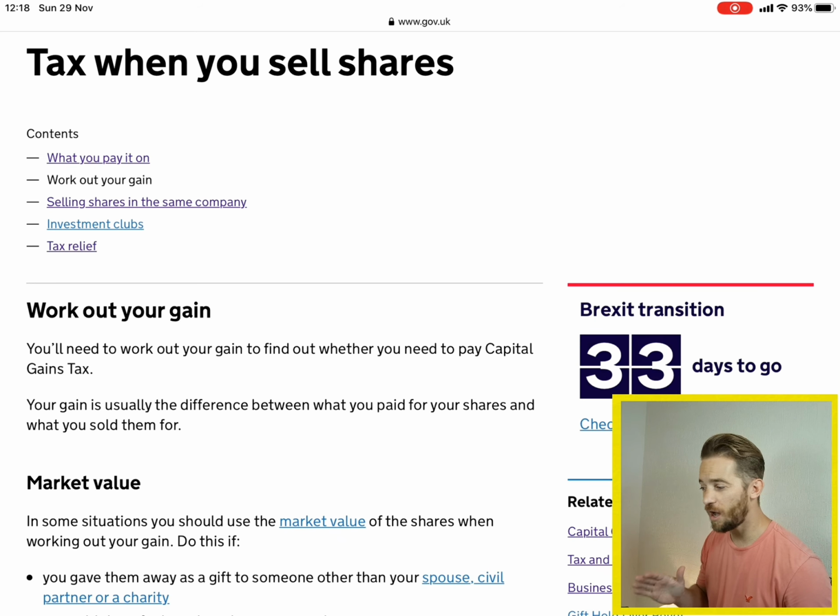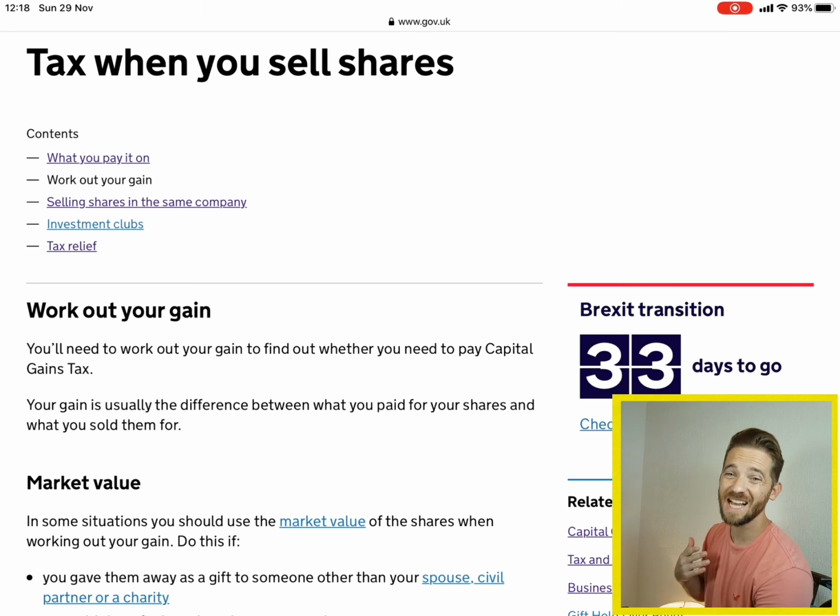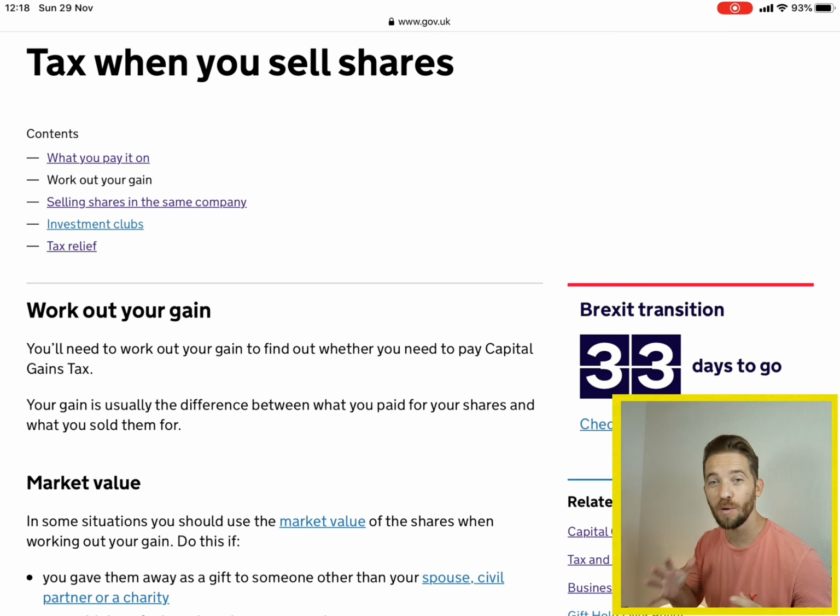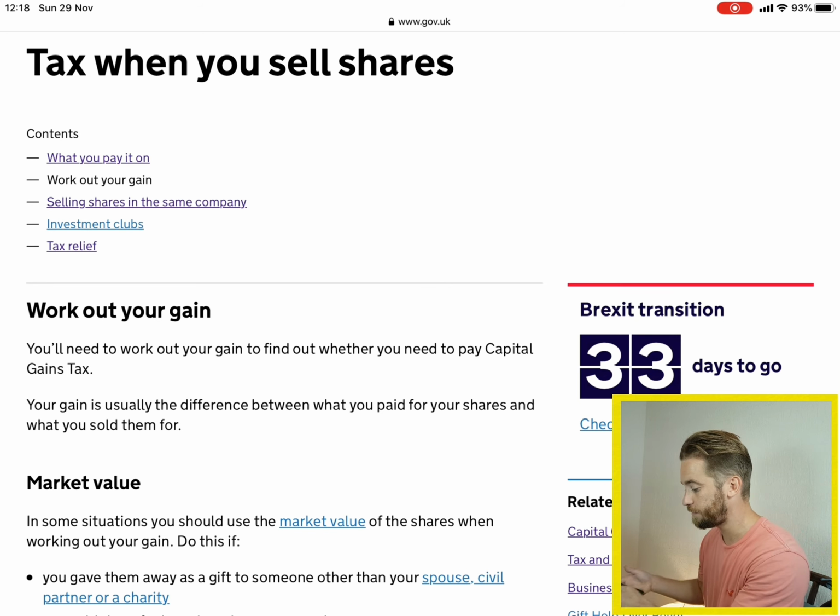Now, let's take a look at the guidance from HMRC on working out your gain, which is actually the most difficult part of this. Reporting your gain to HMRC is really easy. Calculating your gain is quite often more complicated than you would expect. Remember, I always say, if you want to be sure that the information you're getting is correct, use this site, gov.uk. It's straight from the horse's mouth.